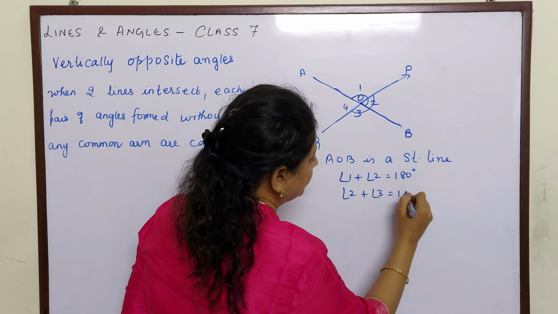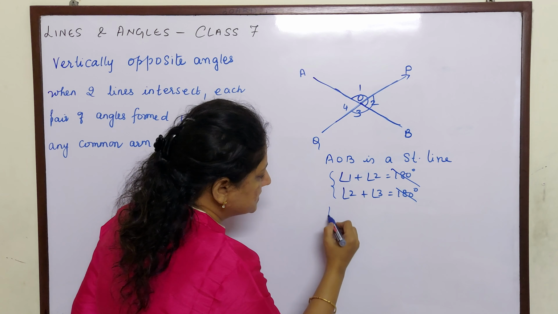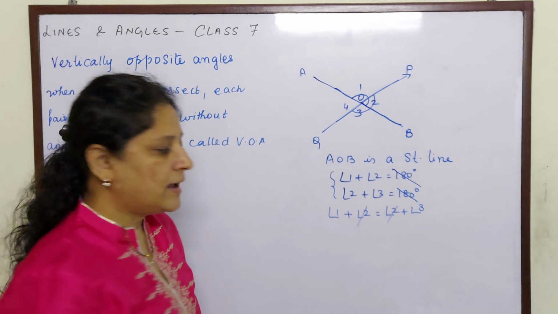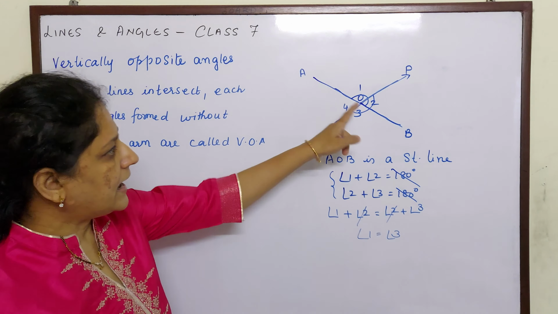So from the first equation and second equation, if we cancel 180 on both sides, angle 1 plus angle 2 becomes equal to angle 2 plus angle 3. Right? Because 180 gets cancelled. Now here 2 is common on both the sides. So angle 1 is equal to angle 3. In the same way we can prove angle 2 is equal to angle 4. So in vertically opposite angles, the opposite angles are always equal, and how, that also we have learned.